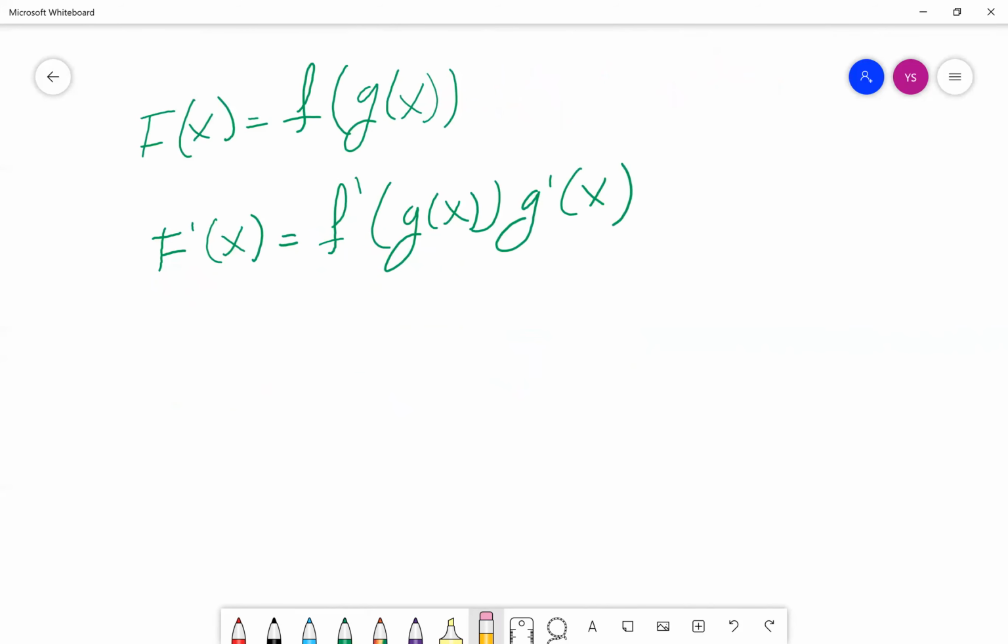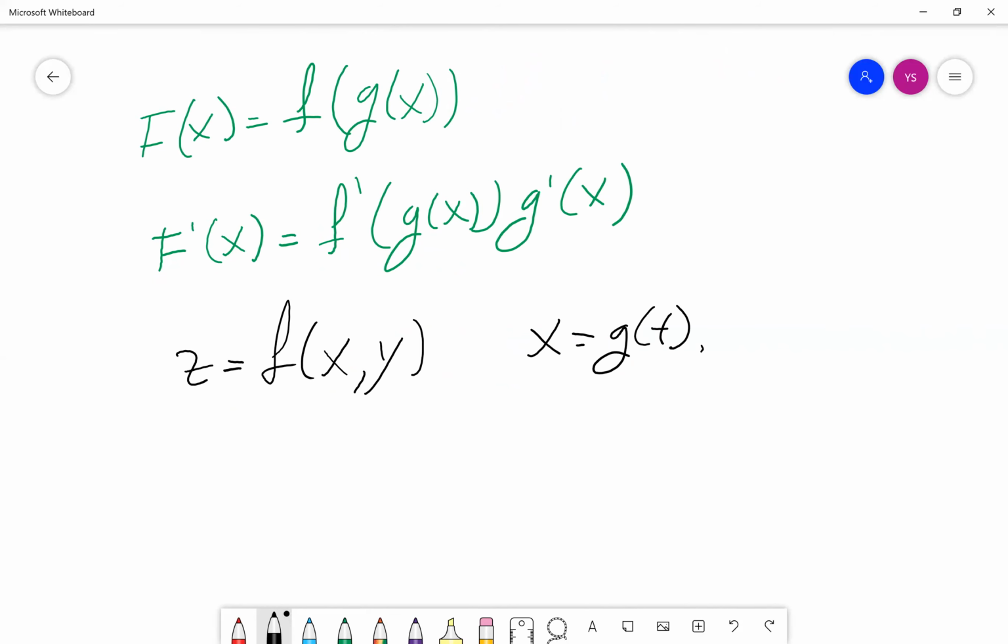So the first one is, let's imagine that you have some z, which is equal to f of x, y, but now your x is equal to some function with respect to t, and y is also equal to some other function with respect to t. So what's really going on here is z is really only a function with respect to one variable, and that's t. As you change t, it changes both your x and your y based on these functions.